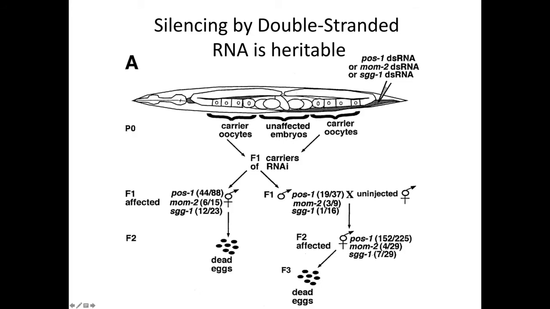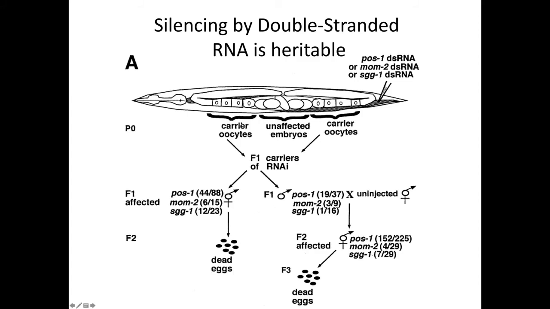Now, if you inject double-stranded RNA corresponding to those genes, she's already made the eggs herself, so she'll lay embryos, right? And so we have these F1 carriers, right? Because she'll self herself because she can make sperm. And if she has hermaphrodite offspring, I wouldn't necessarily call them daughters, they will inherit the silencing of the double-stranded RNA for POS1, MOM2, and SGG1 because the hermaphrodites will not be able to lay eggs.